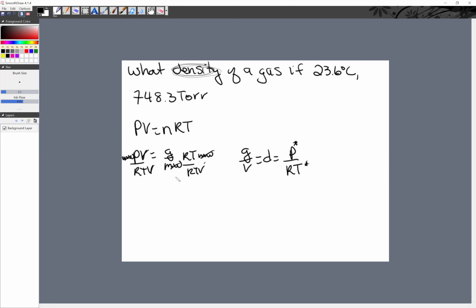Make sure I have my molecular weight. Sorry, I forgot the molecular weight right there. Aha. So I do need to know one more thing. So I'd have to tell you the identity because we need the molecular weight.